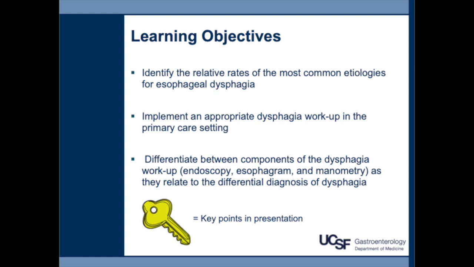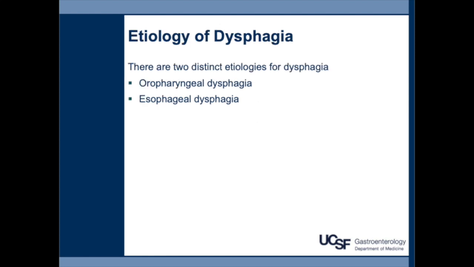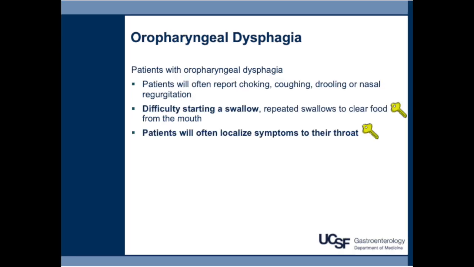At the bottom of the slide here, you'll also notice this yellow key. Whenever you come across this key during our talk, pay close attention as there'll be key learning points. Let's dive in. There are two distinct etiologies for dysphagia. The first, oropharyngeal dysphagia, and the second, which is the focus of this talk, esophageal dysphagia.